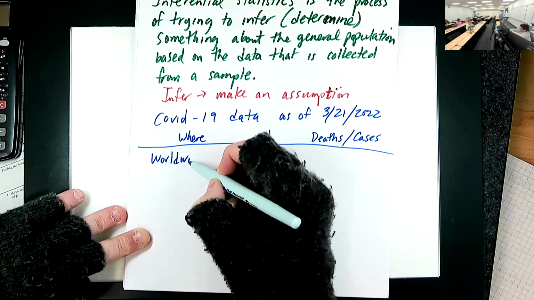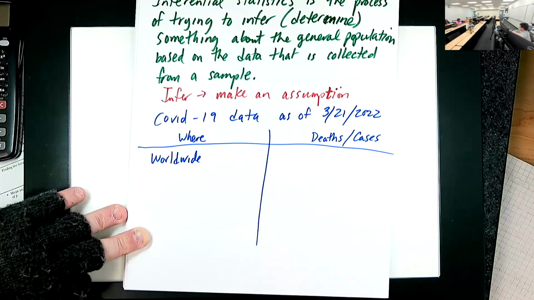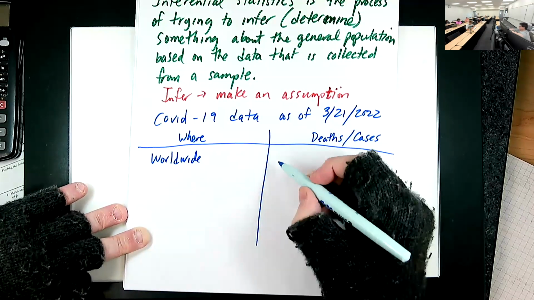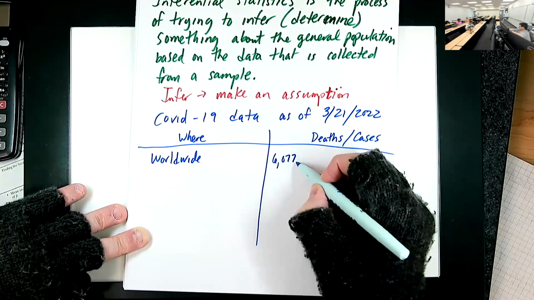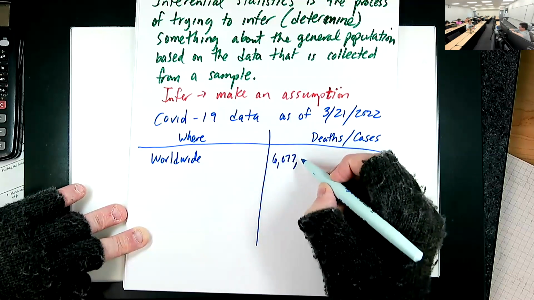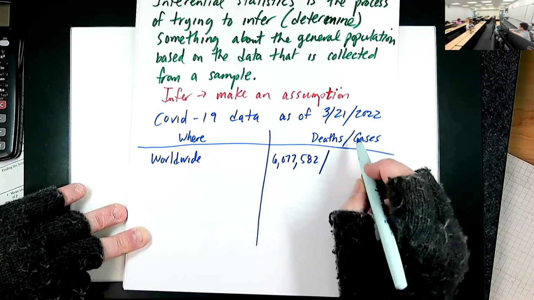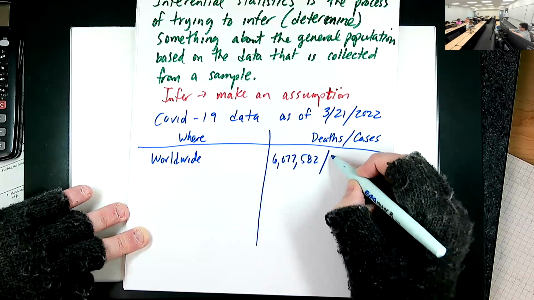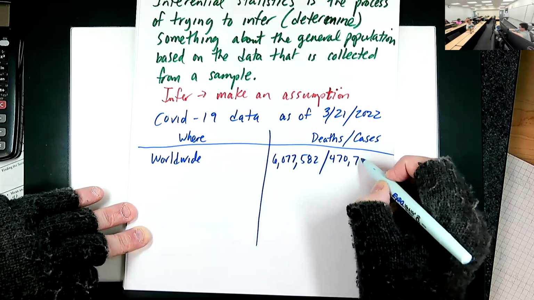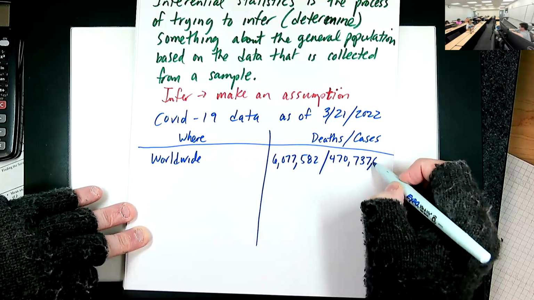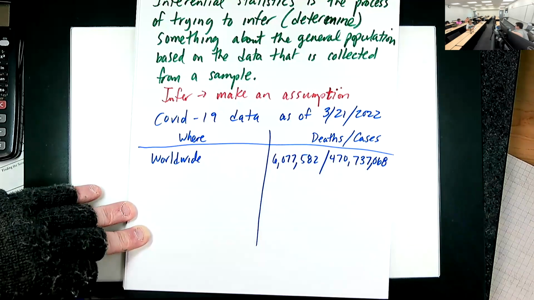I don't know that I give myself enough room. We'll find out. 6,077,582 deaths. The total number of cases was 470 million, 737,000. That's a lot of people.